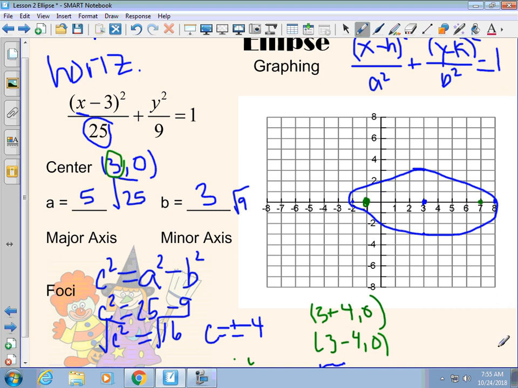Now, the closer this ellipse gets to being a circle, the closer the foci get to the center point. The skinnier the ellipse gets, the further out the foci will get. Okay? Again, remember, the C value here is what we are adding and subtracting to the original center. Either it's X or it's Y, depending on if it is a horizontal or a vertical ellipse.